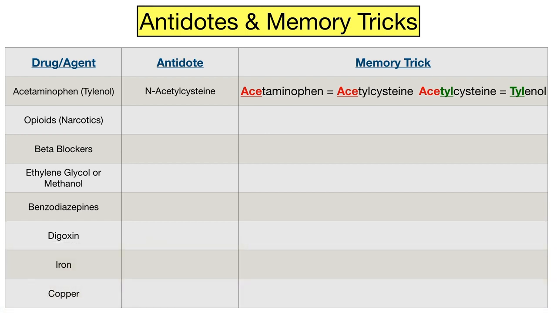The next drug antidote is for opioids, which you might also hear referred to as narcotics. Do you know the antidote for opioids? It's naloxone, also known by the brand name Narcan. The trick to remember naloxone for opioids is another easy one. Simply use the NA in narcotics, naloxone, and Narcan, or the NAR for narcotics and Narcan. You can also use the long O in naloxone to remember opioids.